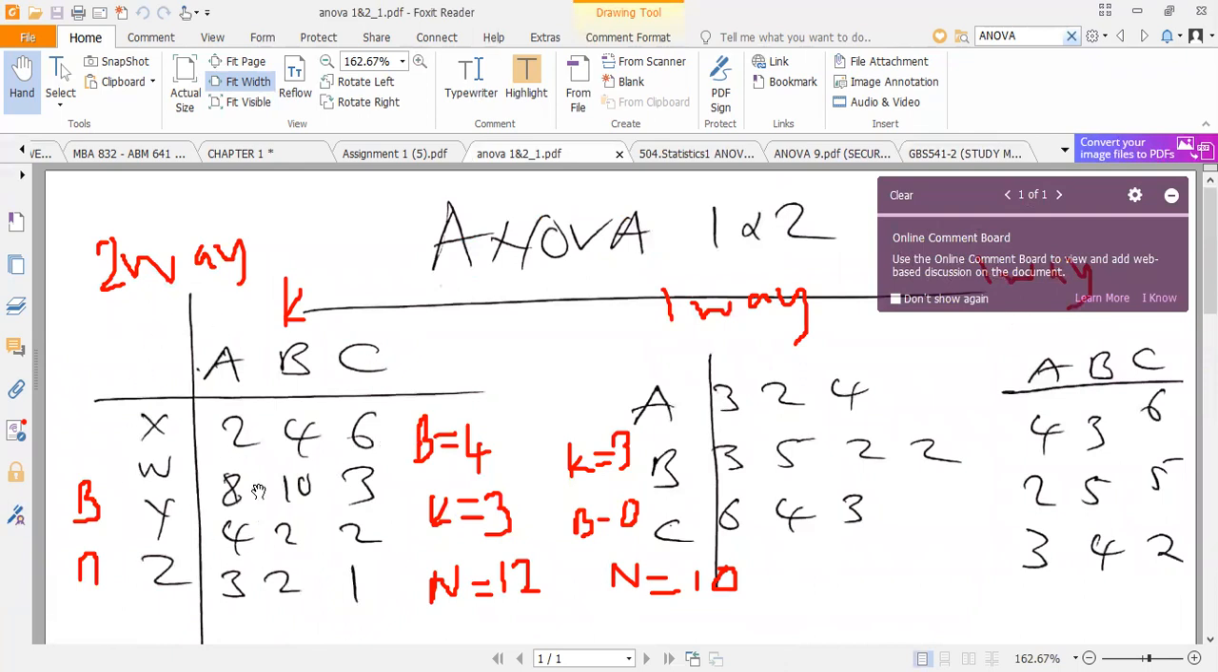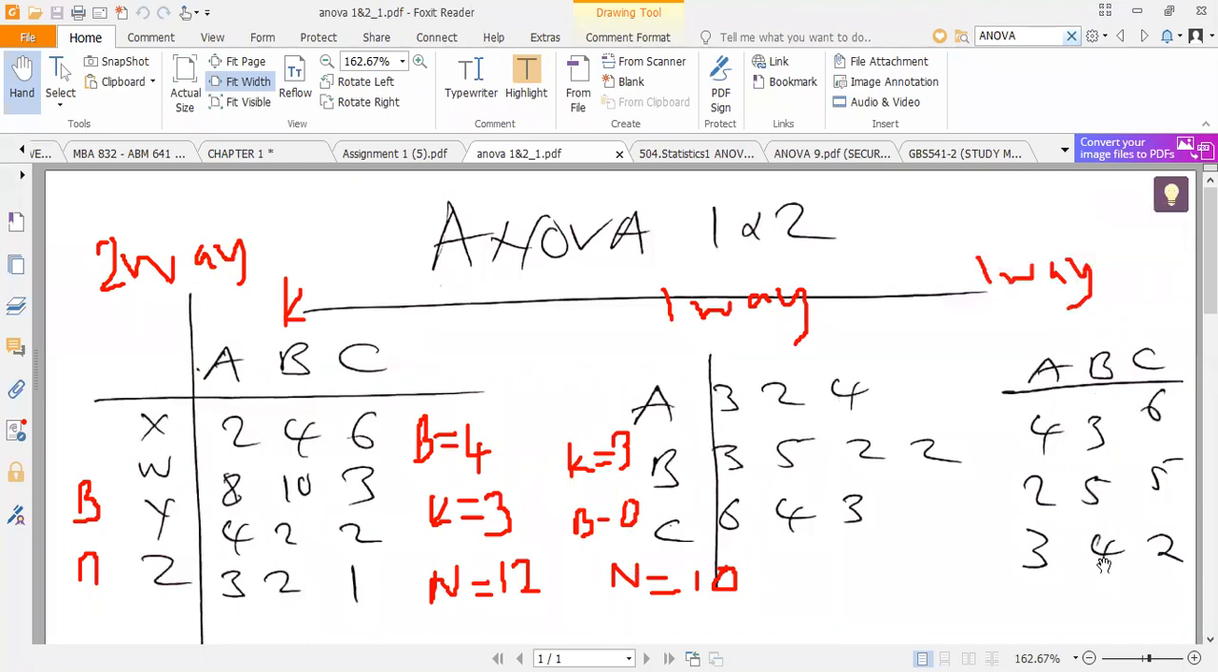So a one-way ANOVA has information coming from one direction. There's one title. So this is a one-way ANOVA, and this is also a one-way ANOVA. A two-way ANOVA has two titles, one coming from the columns, which are denoted by K. K is the number of columns, which are treatments. The N, or B if you want, is the number of blocks. So these blocks here are 4.